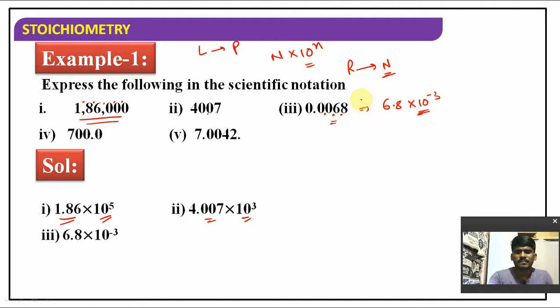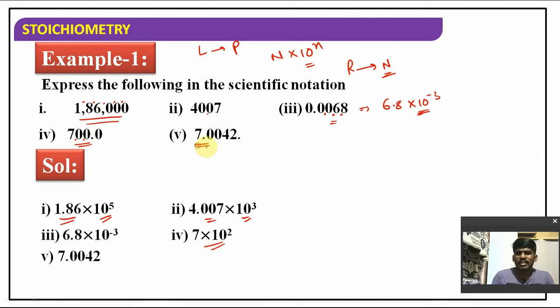Hope you understand. And the fourth one, if you see, guys, adjust the decimal to the left, 2 places. So 7 into 10 squared. And here, 7.0042 is already the smallest number form, and we have expressed it in terms of a significant figure. After the decimal and before the decimal, one number is there. So it is in the form of a significant figure, and there is no need to express it in scientific notation. You can leave it like that.